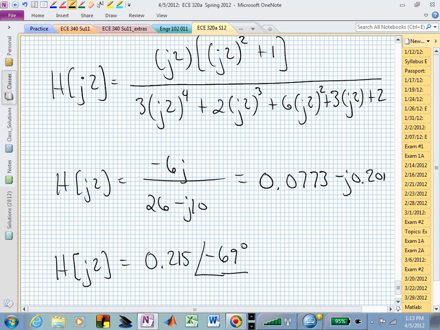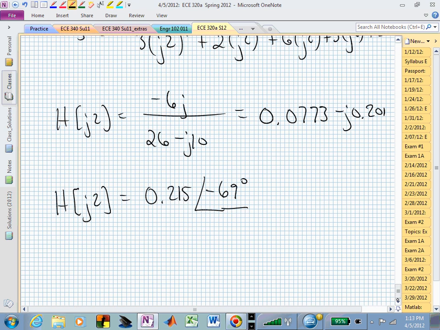But hopefully you can see that this imaginary piece is much bigger than your real piece, and so our angle is going to be bigger than 45 degrees. And it's also down, isn't it? It's negative. So we're now going below an angle bigger than minus 45 degrees. That sort of makes sense, and it's not too much larger than 0.2, which is the major component of our rectangular form of h of j2. But h, our transfer function, is a complex number at that frequency. With that information, we can now simply write down our answer.